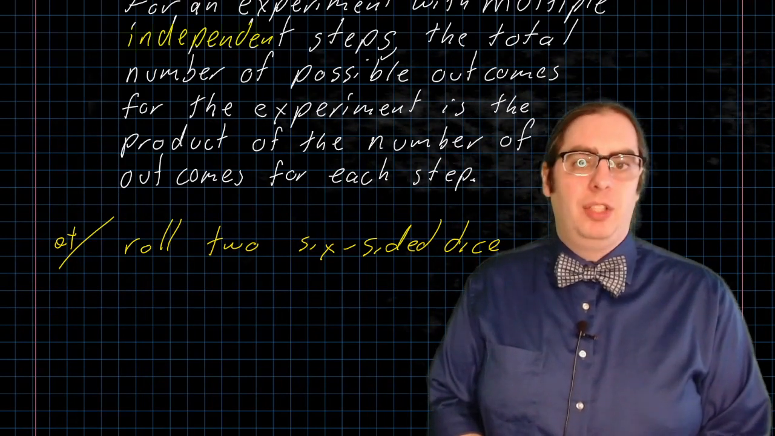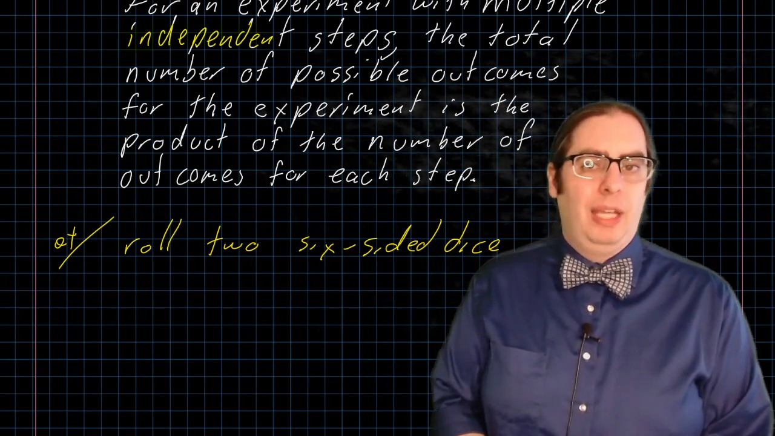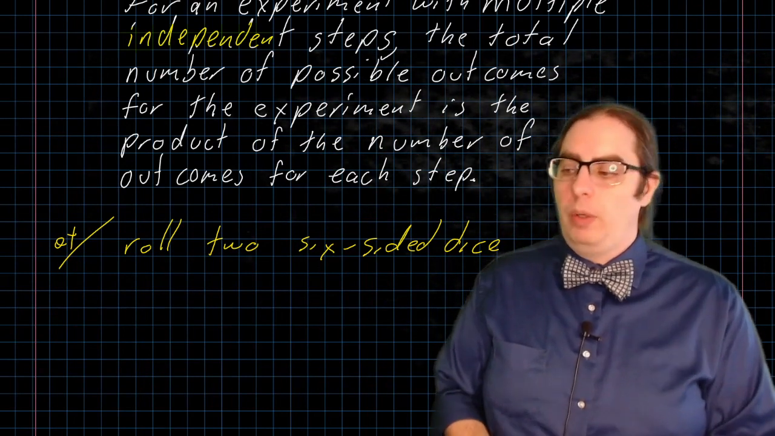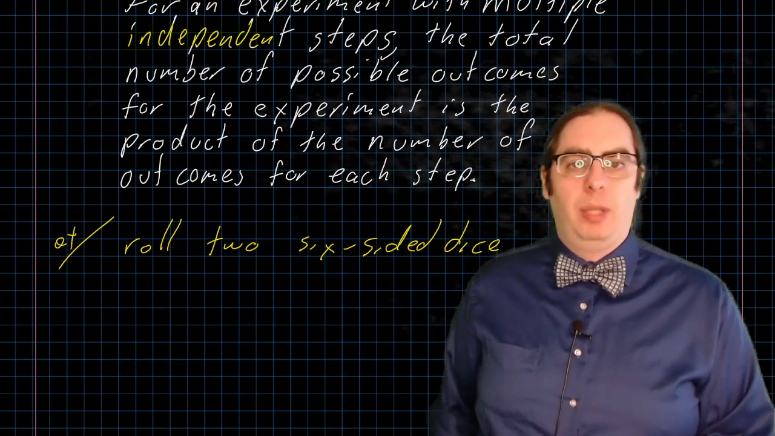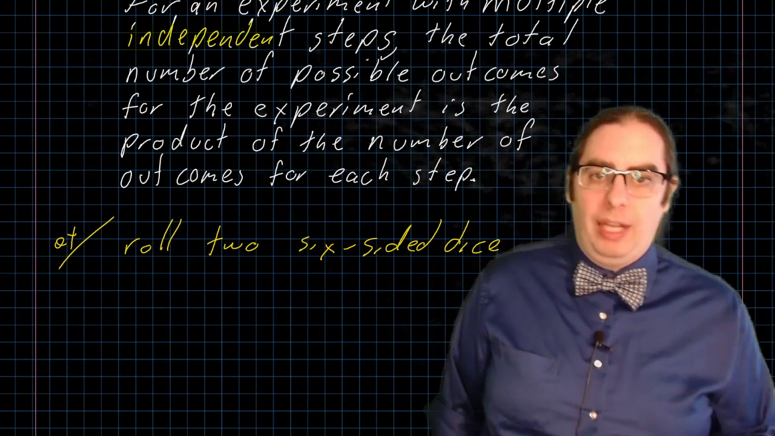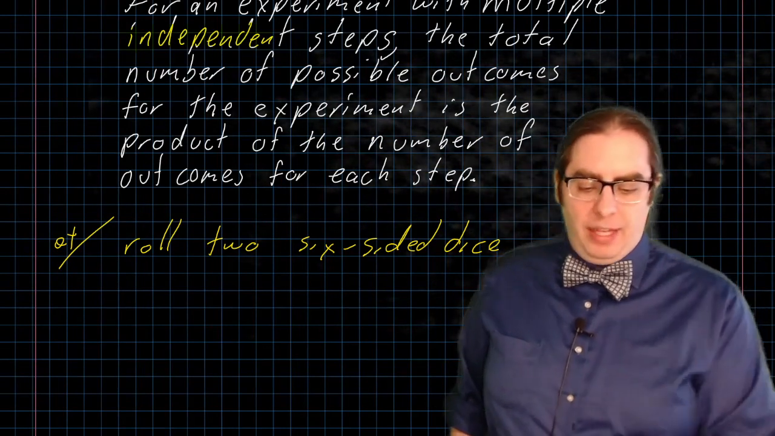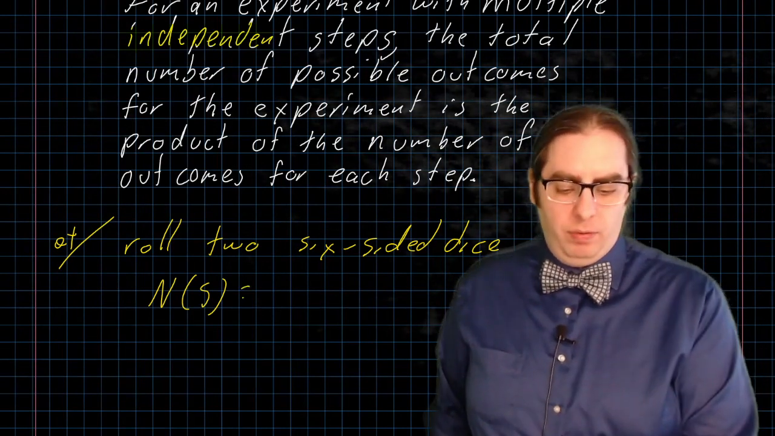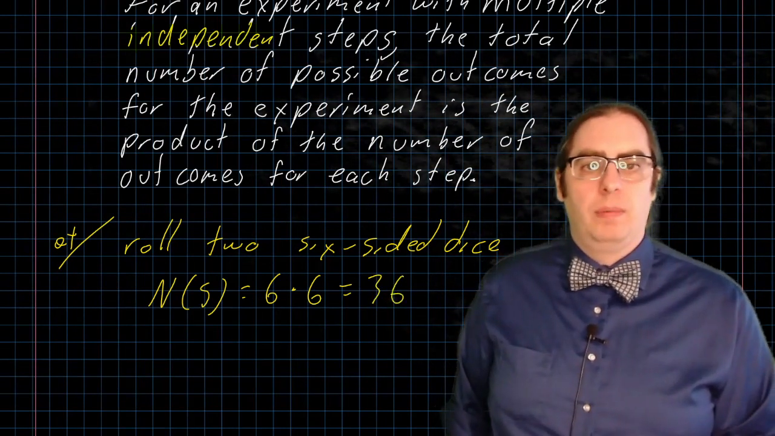In practical applications, I'm often going to talk about this by rolling, say, a white die and rolling a red die. That way it's very clear which one is which. So in my experiment of rolling two six-sided dice, I roll a white die, which has six possible outcomes. Next I roll a red die, which has six possible outcomes. According to the counting principle, the number of possible outcomes in the sample space is 6 times 6, which is 36.